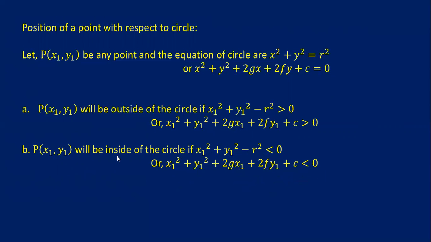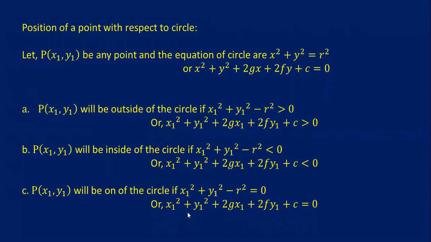If P(x1, y1) is on the circle, that will be x1² + y1² − r² = 0, or x1² + y1² + 2gx1 + 2fy1 + c = 0. These three are the conditions for a point P to be outside, inside, or on the circle. We have to remember them. If we see mathematical problems, then it will be easier.